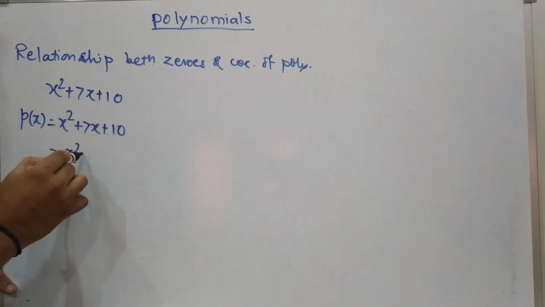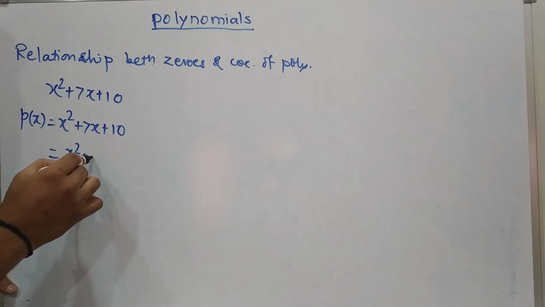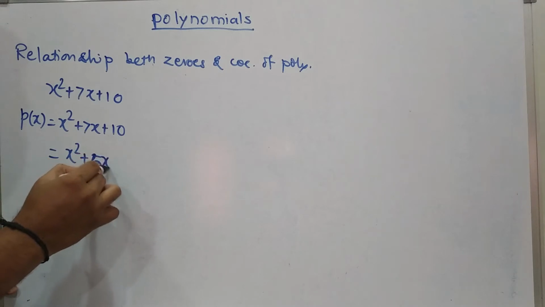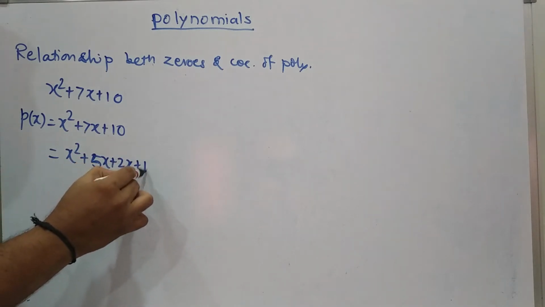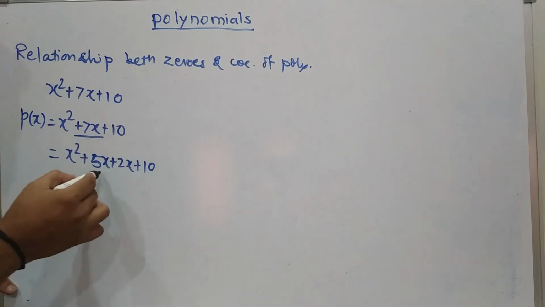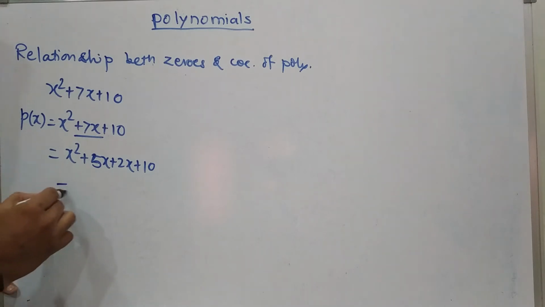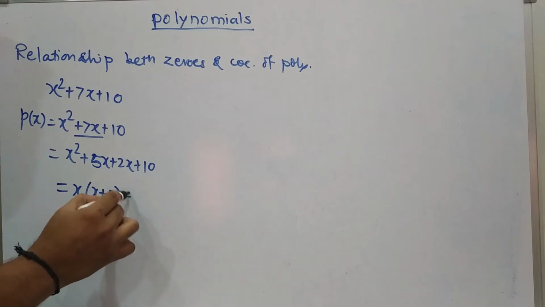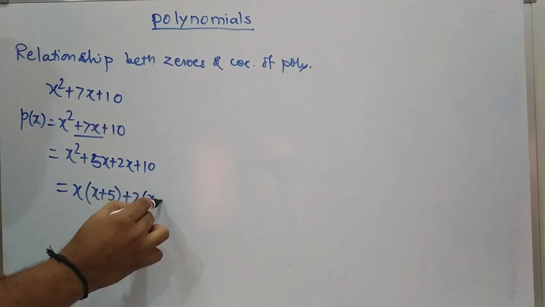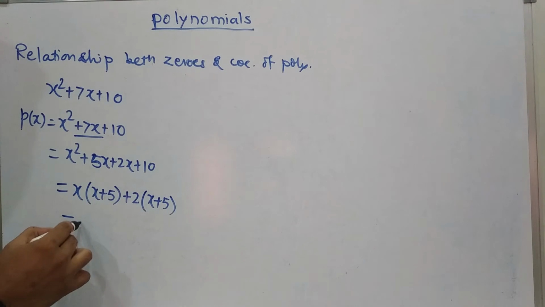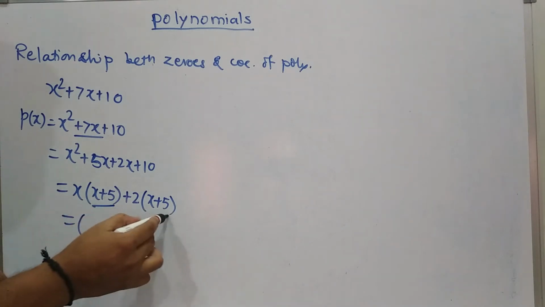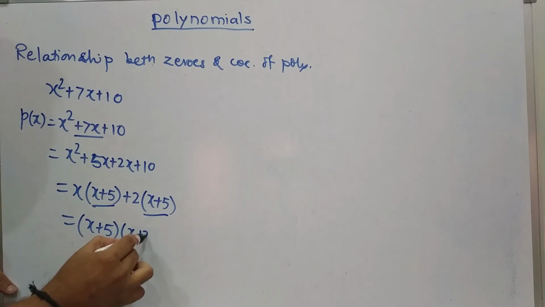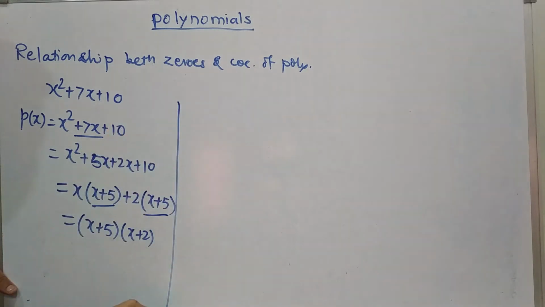Again I will factorize. This will come out as x square plus 5x plus 2x plus 10. The factors of 7x are 5x and 2x. I will take out x as common. So x in bracket x plus 5 and 2 in bracket x plus 5. So again x plus 5 is common. So in bracket x plus 5, in second bracket x plus 2.